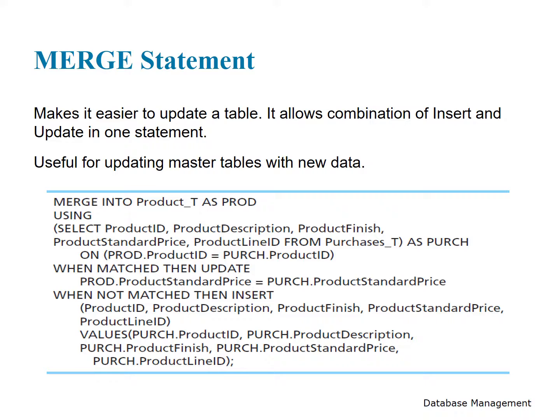MERGE INTO Product_T AS PROD USING (SELECT ProductID, ProductDescription, ProductFinish, ProductStandardPrice, ProductLineID FROM Purchases_T) AS PURCH ON PROD.ProductID = PURCH.ProductID WHEN MATCHED THEN UPDATE PROD.ProductStandardPrice = PURCH.ProductStandardPrice WHEN NOT MATCHED THEN INSERT (ProductID, ProductDescription, ProductFinish, ProductStandardPrice, ProductLineID) VALUES (PURCH.ProductID, PURCH.ProductDescription, PURCH.ProductFinish, PURCH.ProductStandardPrice, PURCH.ProductLineID).